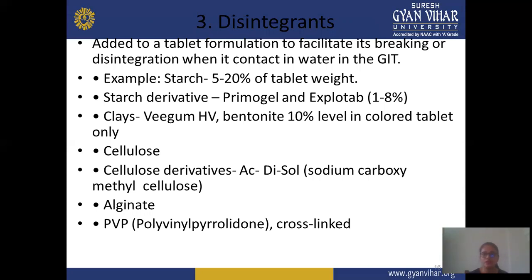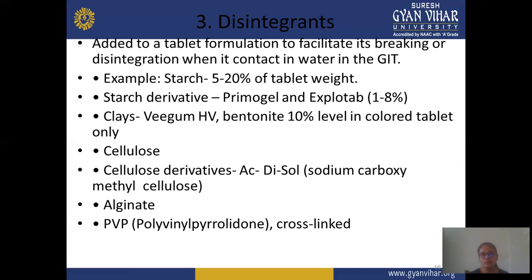An example of disintegrant is starch, and the concentration of starch is 5 to 20% of the tablet weight. Next is starch derivative. Examples of starch derivatives are Primojel and Explotab, and the concentration is 1 to 8%. Next disintegrant is clay. In clay, bentonite is used at around 10%, and it is used only in colored tablets.